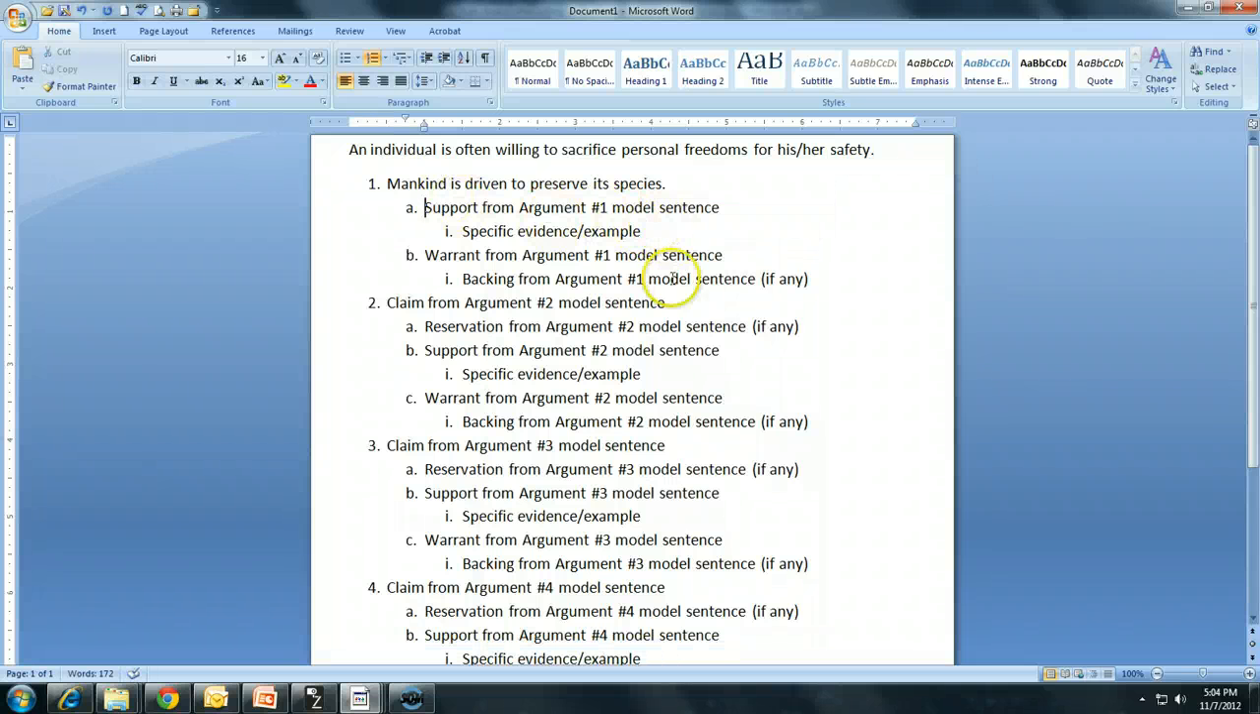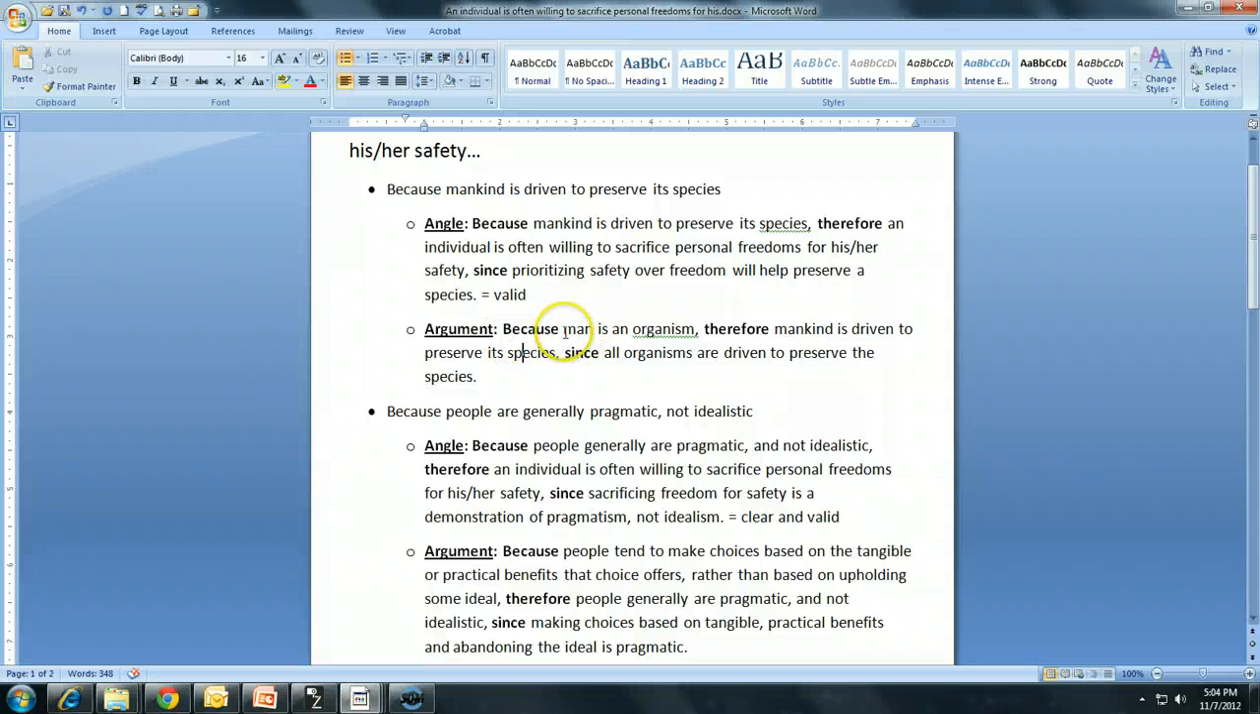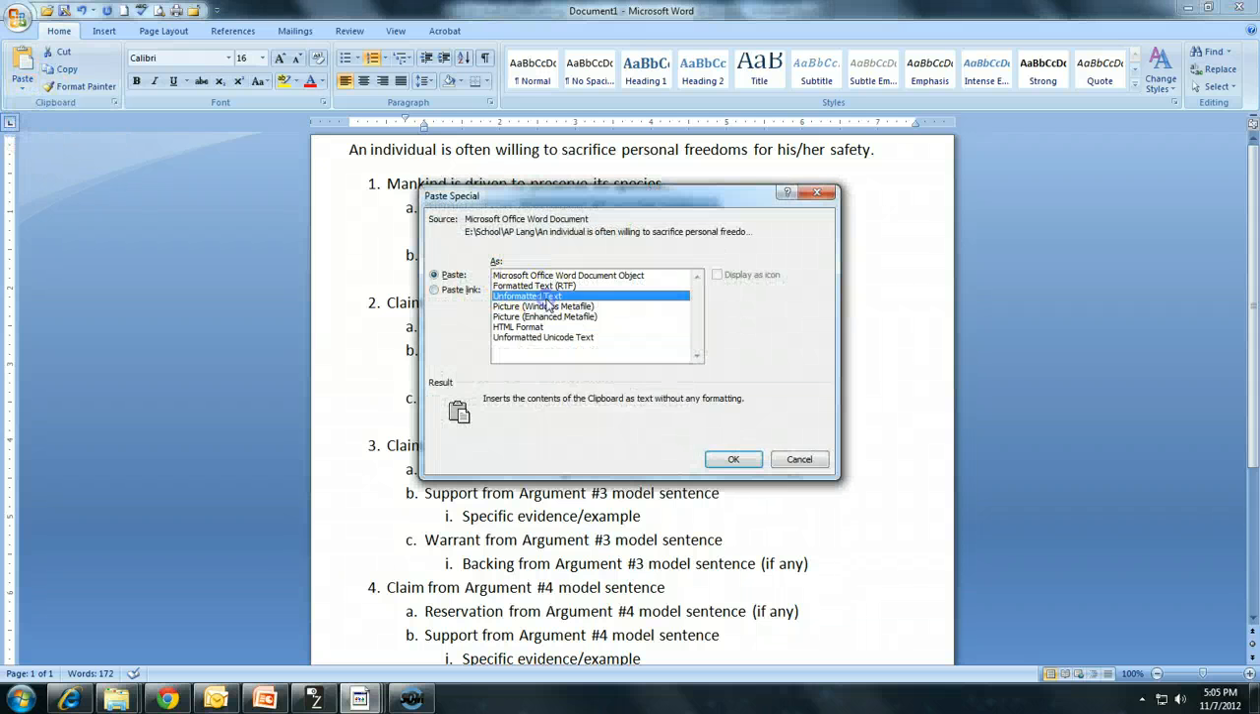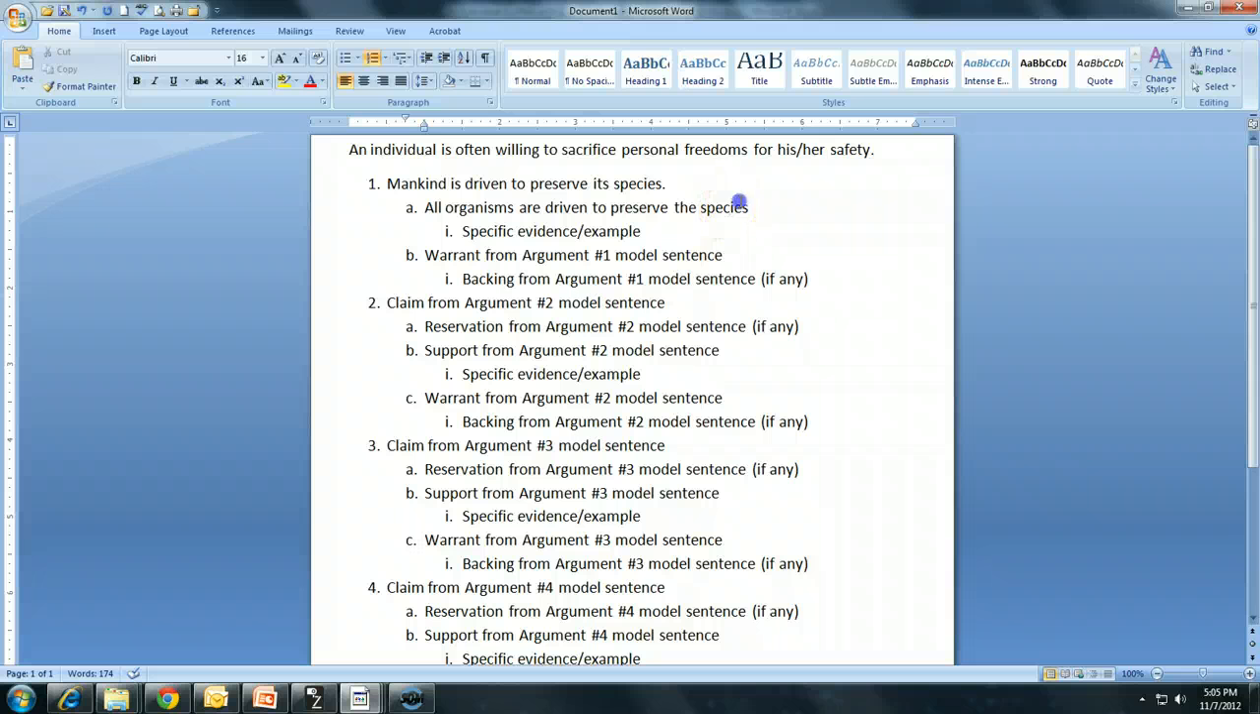Now, support from my argument number one. My support is my because statement. I'm going to go ahead and flip around my warrant and my support. That makes much better sense. This is more supportable: because all organisms are driven to preserve the species, therefore mankind is driven to preserve its species since man is an organism. That makes much more sense as a warrant. So anyway, back to this. I'm going to take the support from my argument here and just put it in my outline. Just like that. Capitalize it and put a period.